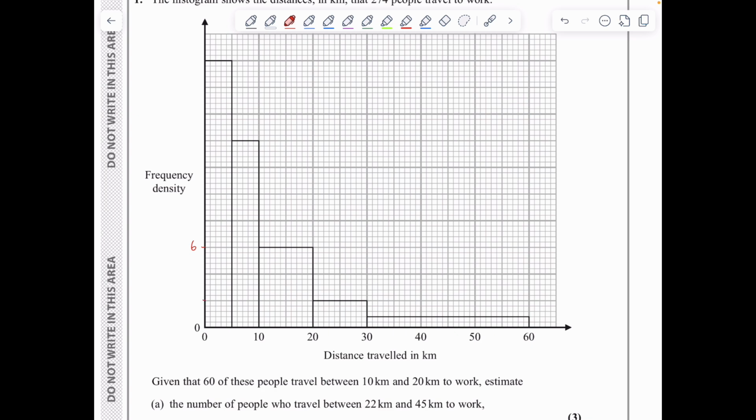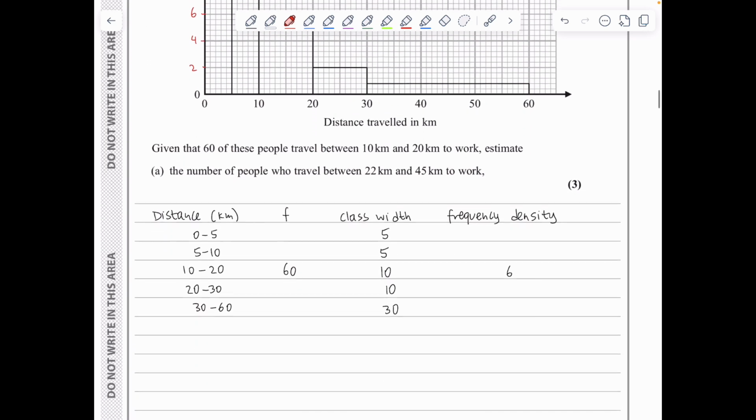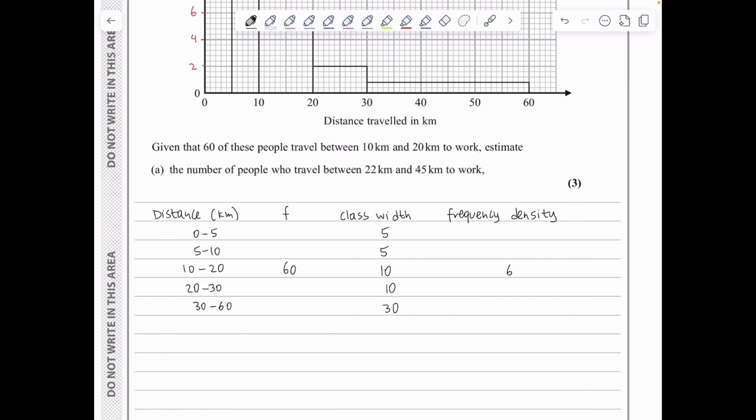So I can proceed with scaling the rest of the axis. So this is here 2, this is 4, and we've got 8, we've got 10, 12, 14, 16, 18, and 20. This will help me read off the frequency density for each of the remaining classes. So between 0 and 5, the frequency density is 20. Then it goes down to 14, then it's the 6 we have already found, then it's 2, and then it's 0.8.